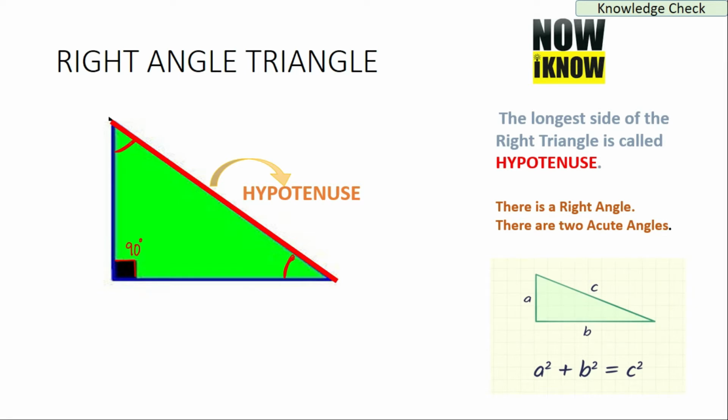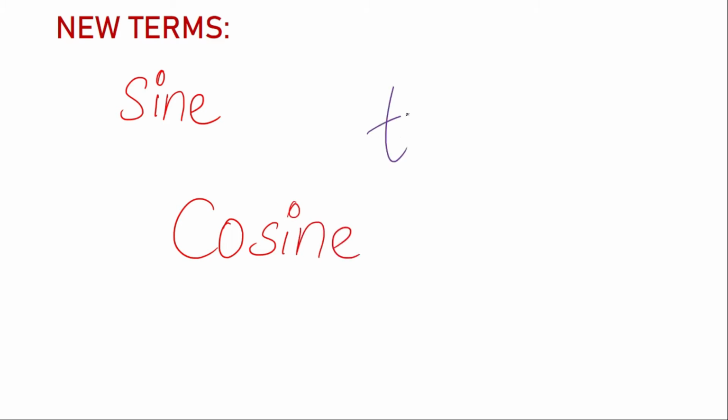And then you know about the Pythagoras theorem that you have in a right angle triangle, where C is the hypotenuse here in this figure, and you say that A square plus B square is equal to C square. So that's what you already know. Now the new terms that you will learn are sine, cosine, tangent.